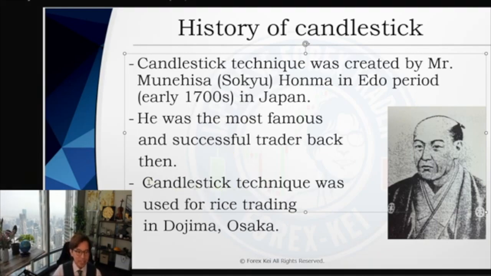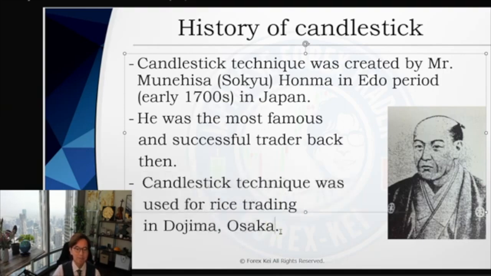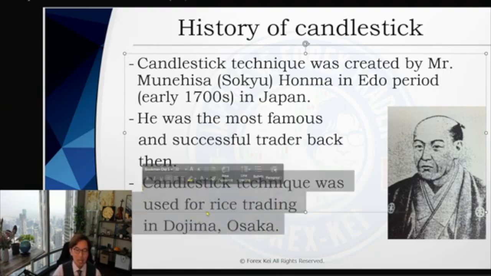And then the candlestick technique was used for rice trading in Dojima, Osaka. So he established his techniques in Dojima, Osaka. And back then, Dojima, Osaka was the hub of business and trade. So it was really big. The market was really big.